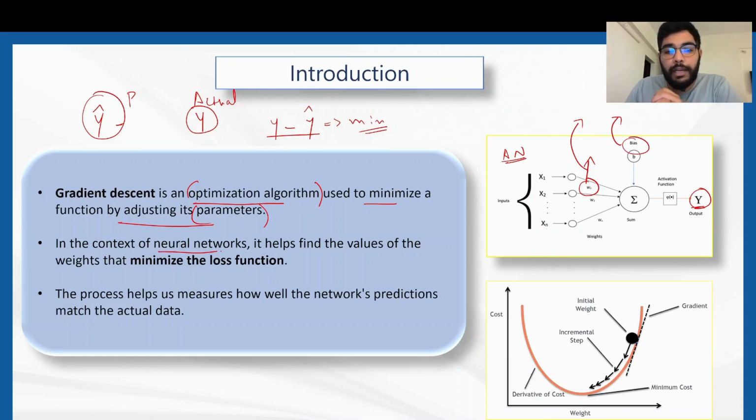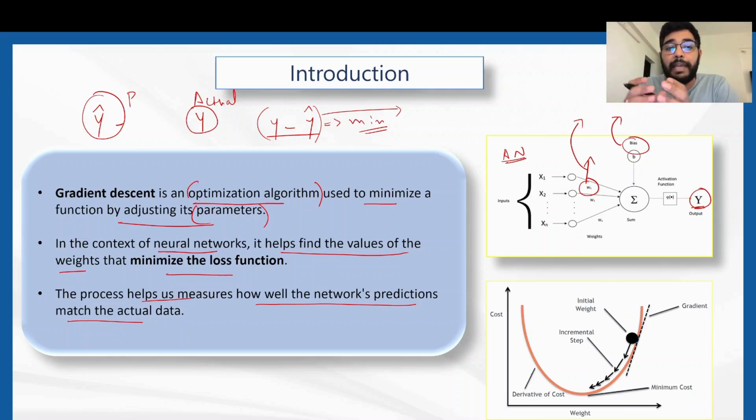In context of neural networks, it helps us find the values of weights and also biases that minimize the loss function. The function that we are trying to minimize, the loss function, is y minus y hat, that is the difference between the actual value and the predicted value. This process helps us measure how well the network's predictions match the actual data. That is, the y and y hat should be as close to each other as possible.